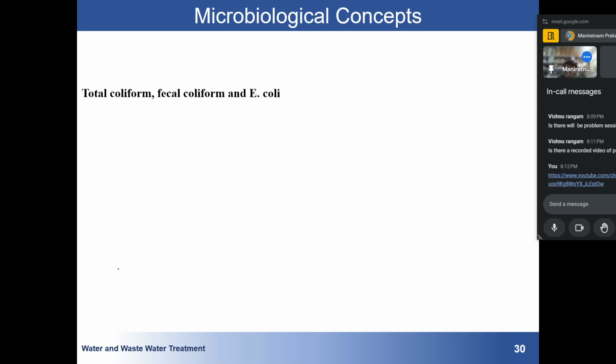So there are two things: total coliform and fecal coliform. Total coliform is all kinds of coliform present in water, and fecal coliform are only those coliform which come from the feces of humans and animals.